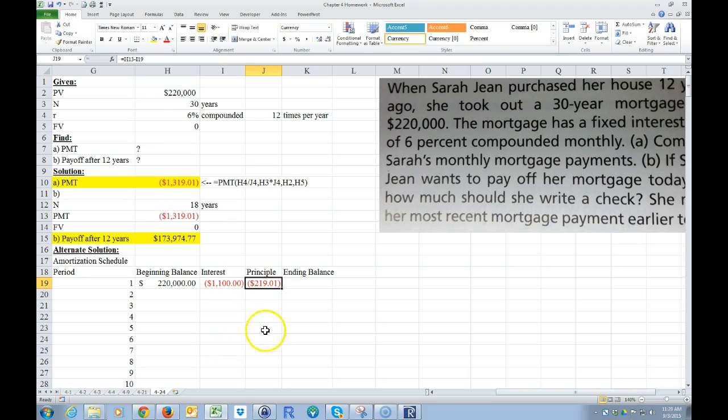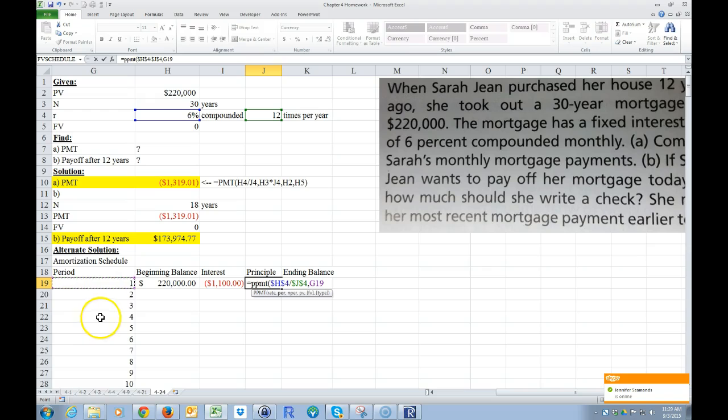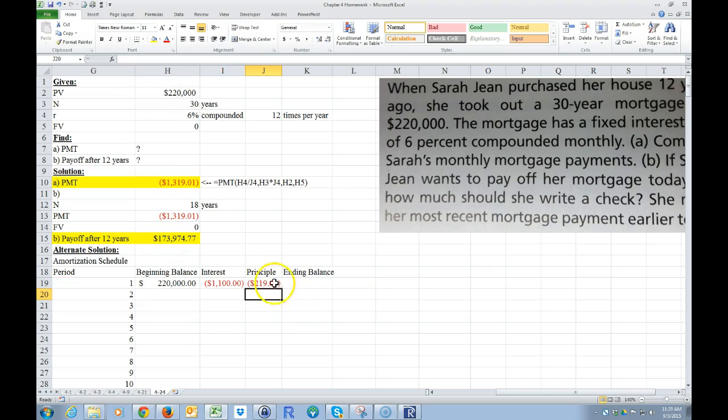But Excel also has a formula for that. I go equals PPMT. And again, it's going to be the rate, F4, divided by how many times per year, F4. The period again is going to be here. Don't have the F4 because it's moving down. Number of periods is going to be this, F4, times this, F4. And the present value is going to be this, F4. And I still get that 200. That's what we had before if I just subtract that from that.